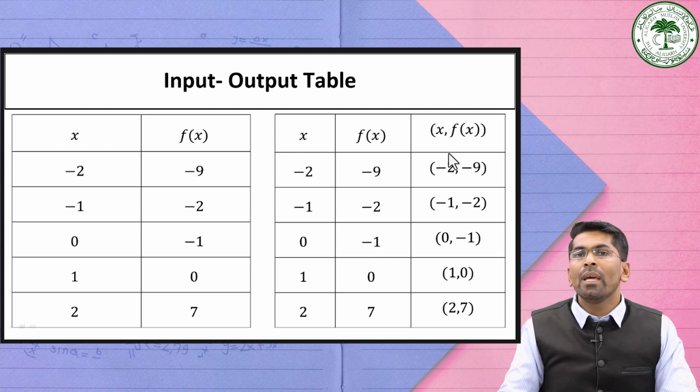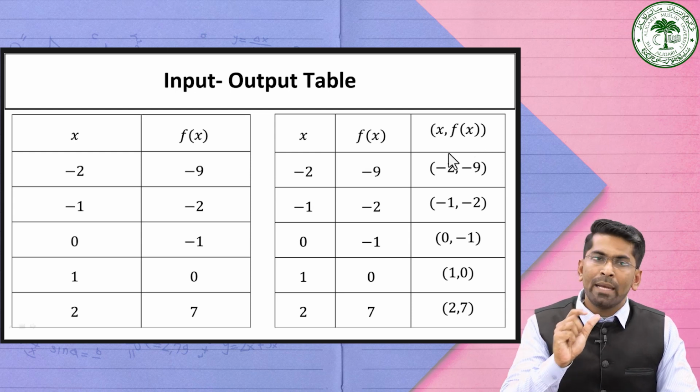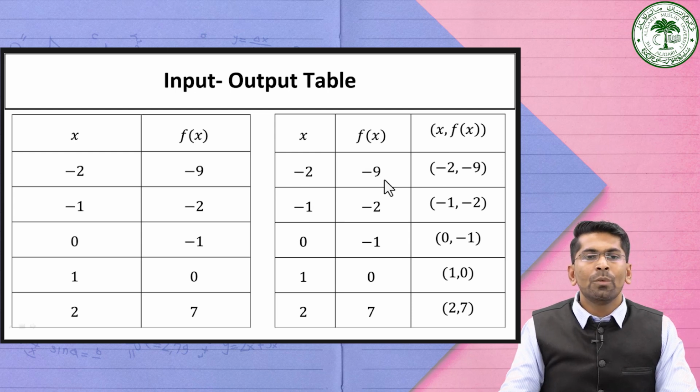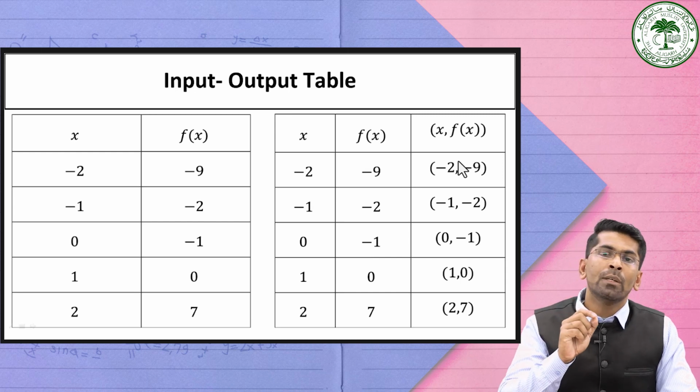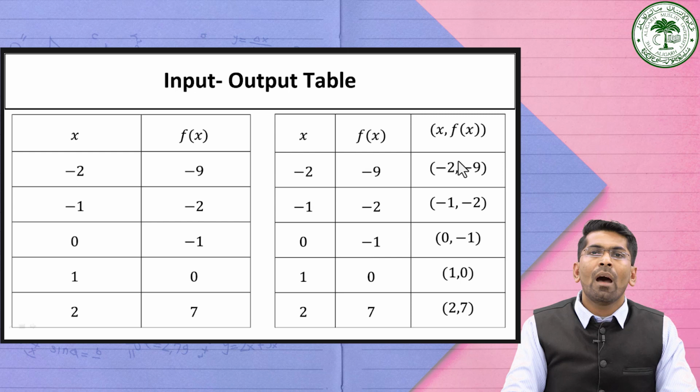So what we are doing here is simply creating pairs. Here (-2, -9) becomes one pair, (-1, -2) becomes another pair, (0, -1) is also another pair, and (1, 0) and (2, 7) are the remaining pairs. These pairs are nothing but the coordinates of the points. Once we transform the input-output table into coordinate points, we can directly graph these points on graph paper or a Cartesian plane, and we can draw a smooth curve by connecting these points. Let's see how we will do it.